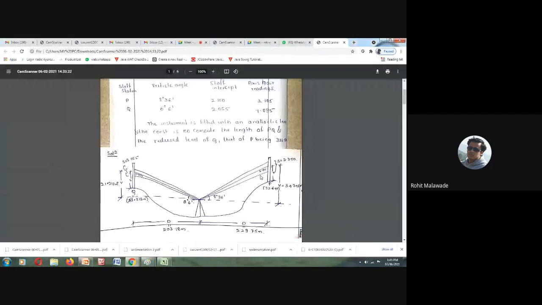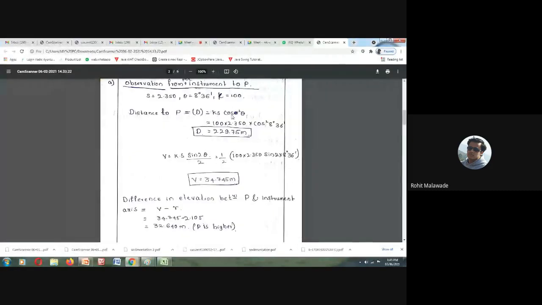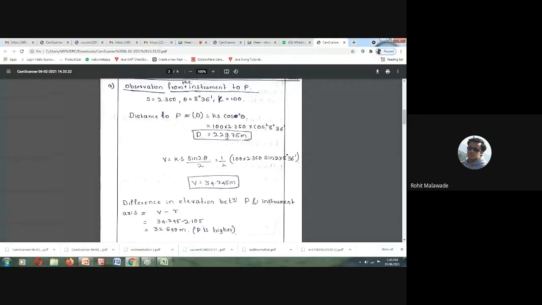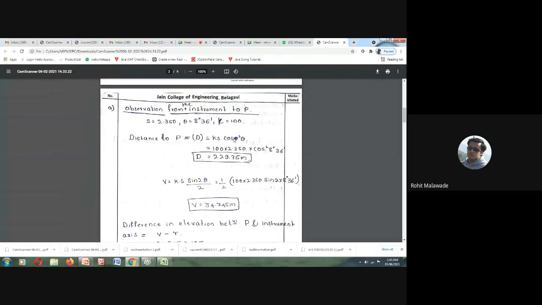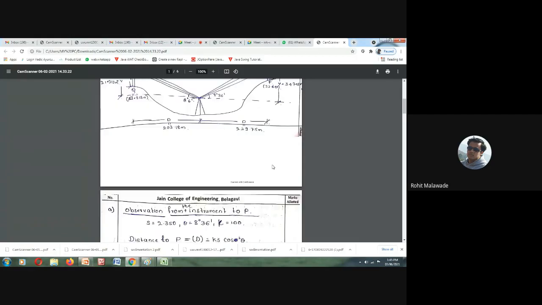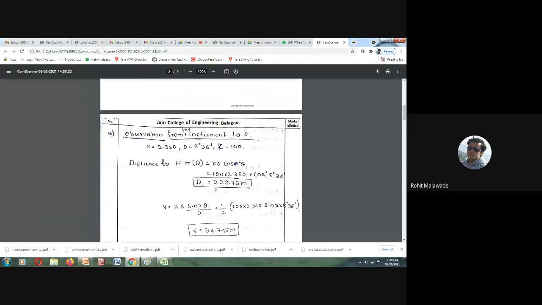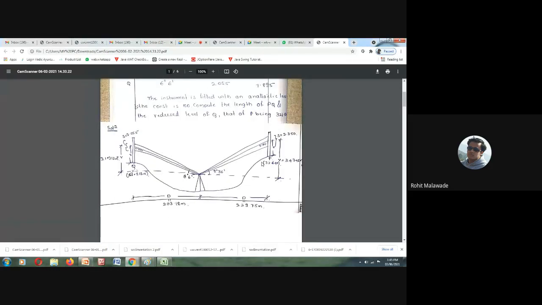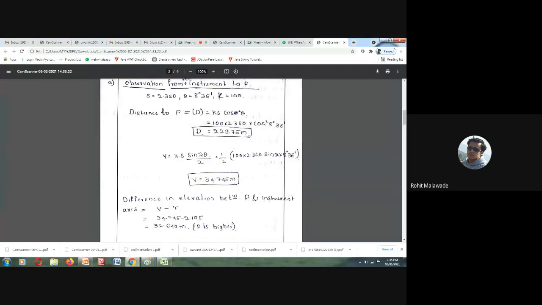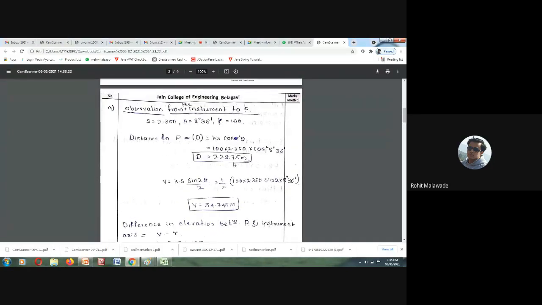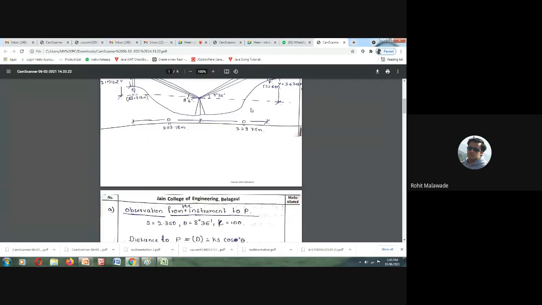With this data, I can easily determine the distance D. Since C is not given, we will take it directly as 0. So what is your formula? Ks cos square theta plus C cos theta, but C is not given, so we take it as 0. K we substitute as 100, and cos square theta with 8 degree 36 minutes. So from the instrument station to this point, the distance D is 229.75 meters, which we have written here.